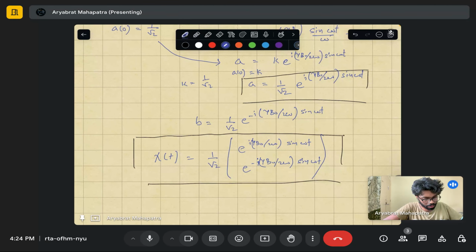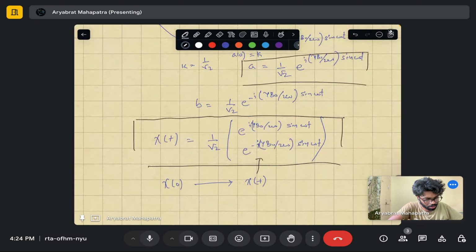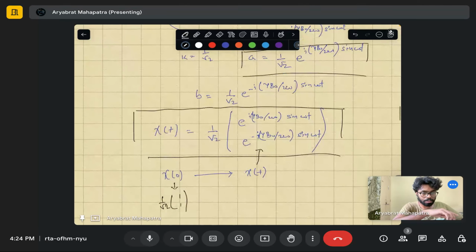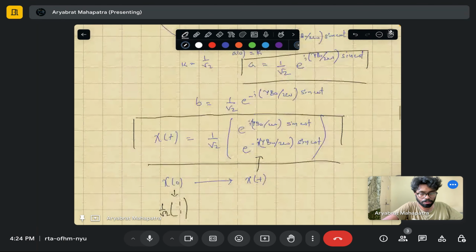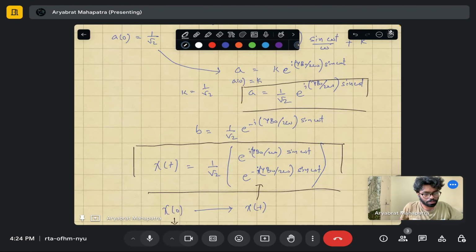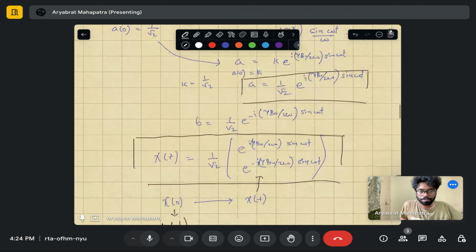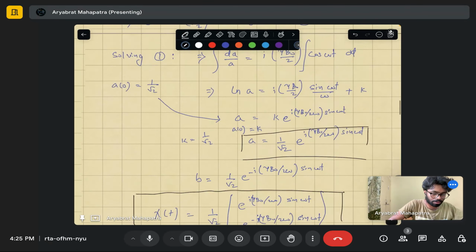So initially you had chi of 0, now it went to chi of t. So chi of t is now this, and chi of 0 initially you had 1 by root 2, 1 1. So this is the transition you will see after time t. Is this clear to you or any problem? It's okay. Okay, fine.